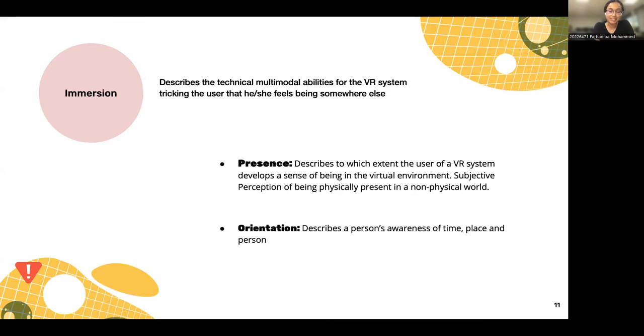When we talk about presence, we mean that presence describes to which extent the user of a virtual reality develops a sense of being in the virtual environment. That means it's the subjective perception of being physically present in a non-physical world. So while immersion generally talks about the technological perspective of how technology allows us to feel being somewhere else, or immersing in somewhere else, presence talks more about the subjective or human level, that you personally feel you are in a virtual world right now. And also in virtual reality, orientation plays an important role, which describes a person's awareness of time, place, and person.